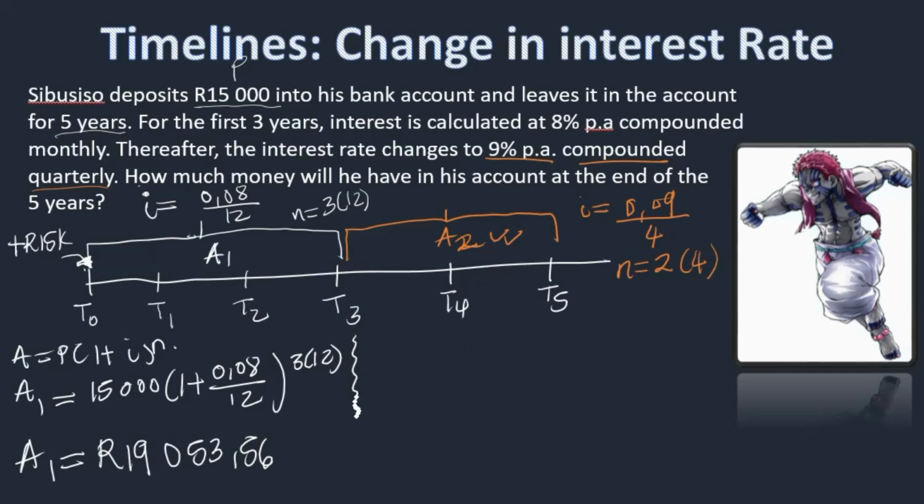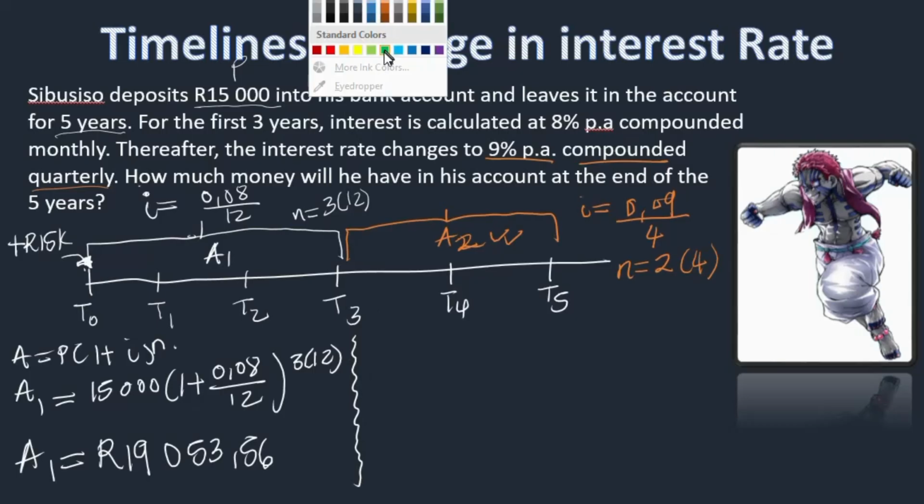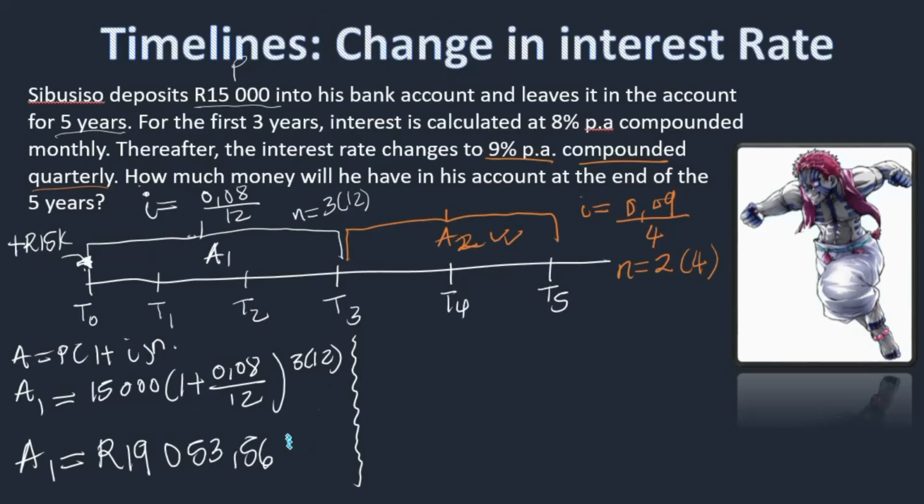Now I want you to understand what is happening here. Right, I want you to actually understand what is happening. I'm going to use a blue color. I hope it will be visible when I edit this video. You see this amount here, this A1. This A1, it is the accumulated amount of this 15,000 here at year number 3. Are we good?